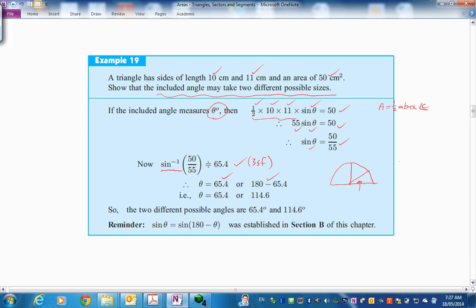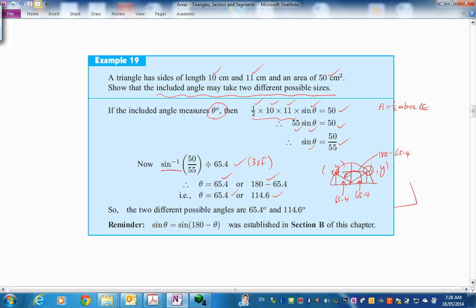If this is 65.4, the sine is the y value, and there's a matching point over here making congruent triangles. So the actual angle to get around there is 180 take 65.4. Those two points will have the same sine, the same y values. So that could be either an acute angle or an obtuse angle triangle to have that area. That's what we're saying. So you might try to draw those two with the sides around it. Shall we do that?